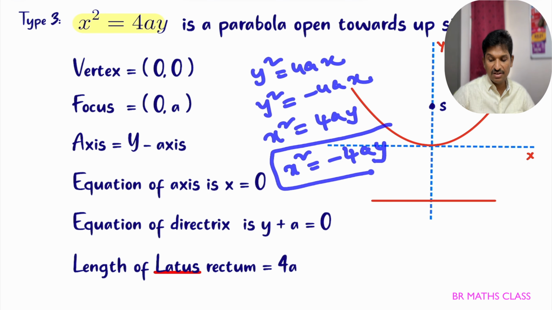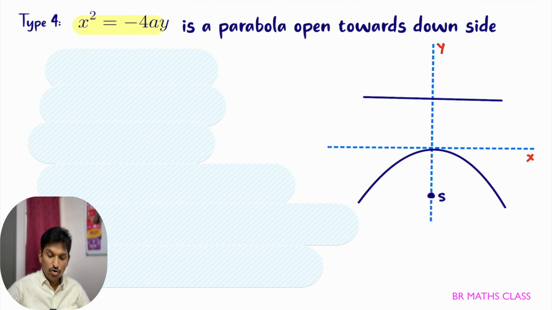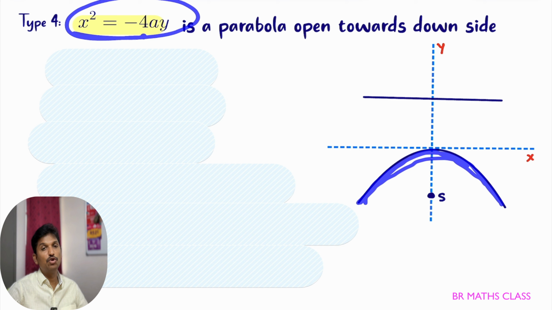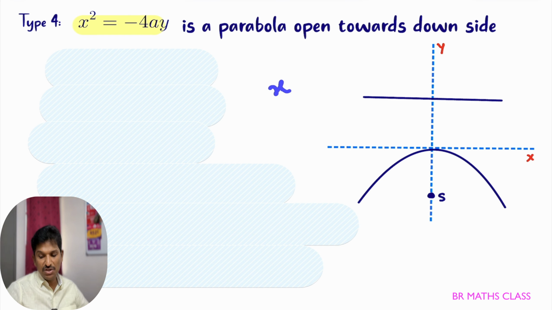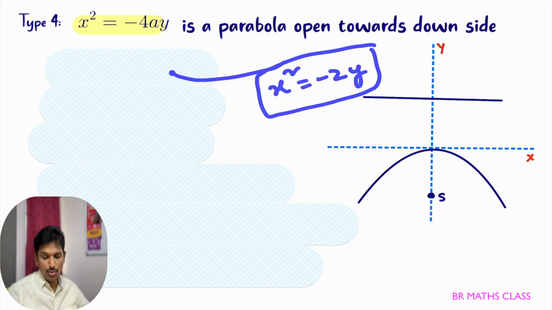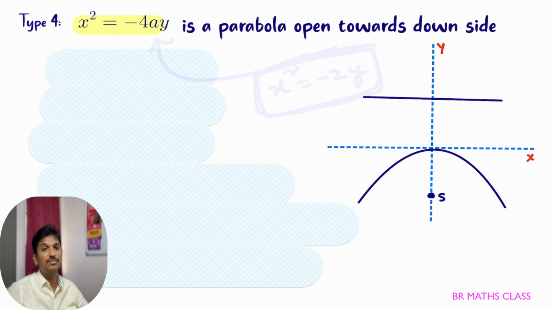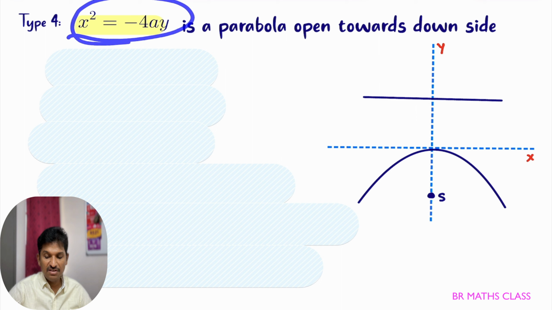So now we are going to discuss the fourth type of parabola. You observe this parabola open downward direction. If the parabola is open downward direction, its equation is x square equal to minus 4ay. While doing the problems, you will get equations like x square equal to minus 2y. Then you need to observe that this equation is of this form. So it is a parabola, as it is in the form of x square equal to minus 4ay. This is a parabola open towards downward direction.